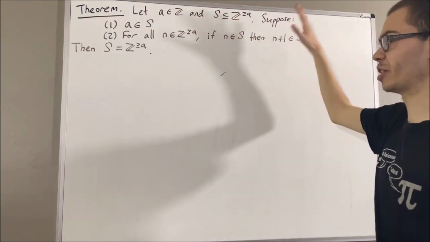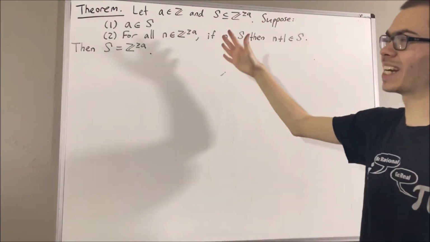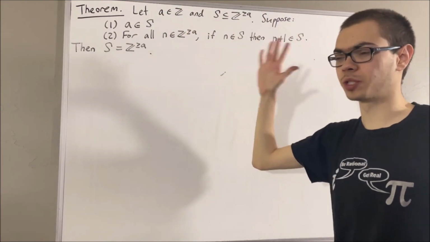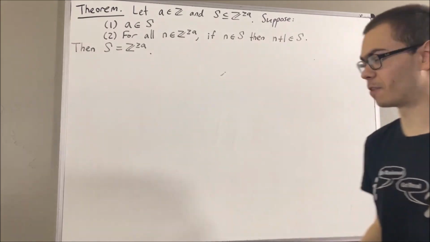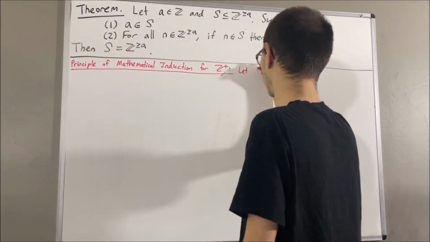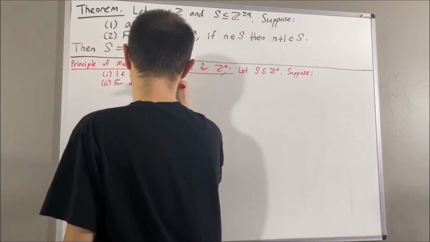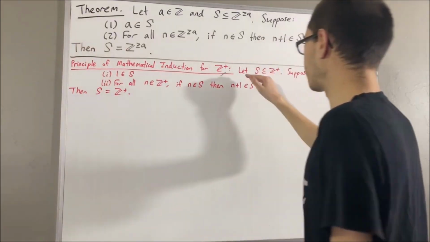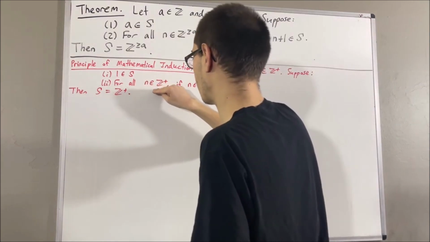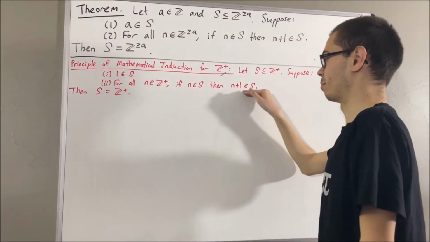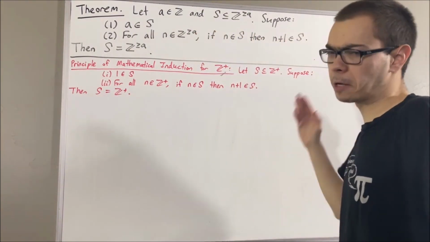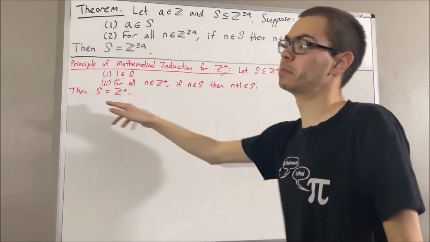So this is essentially the principle of mathematical induction for any starting integer. And at this point, we have proven the principle of mathematical induction for positive integers, which is as follows. Let S be a subset of the positive integers. Suppose 1 is an element of S, and for all positive integers n, if n is an element of S, then n plus 1 is an element of S. Then S is equal to the set of positive integers. Now, instead, I'm going to call this set T.